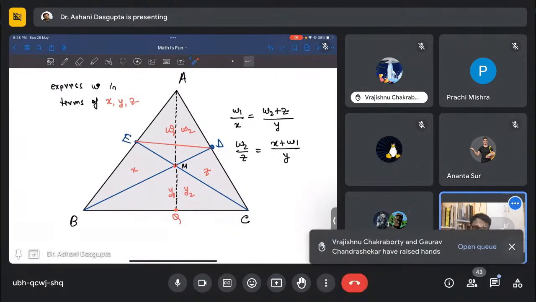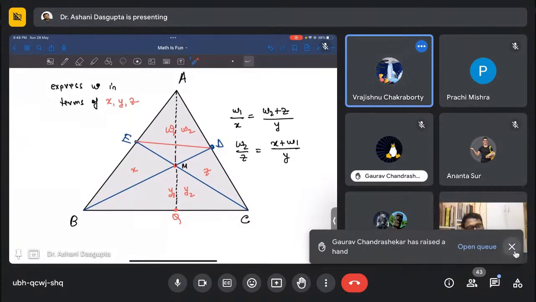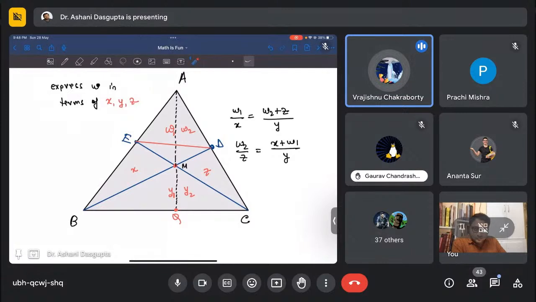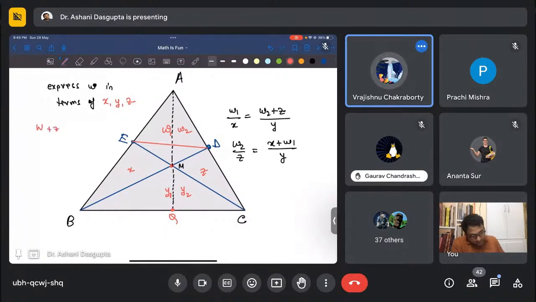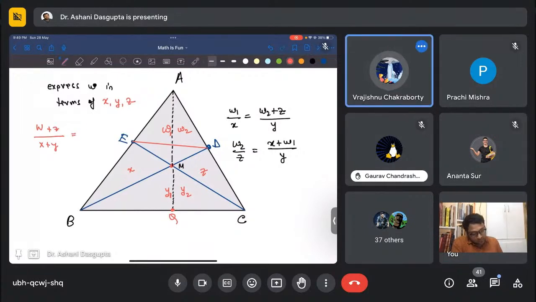Yes, Vrajishnu, go ahead. Sir, my idea is that we take the triangles CEA and CEB and we get the relation that W plus Z by X plus Y is equal to AE by EB. W plus Z by X plus Y, that is equal to AE by EB. That is correct.